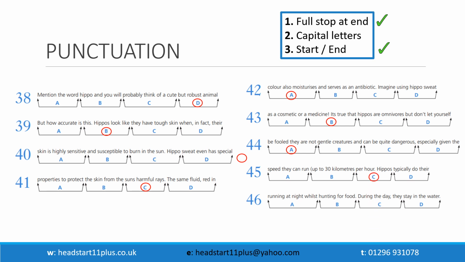45, we are missing our brackets. So this is another start and end one. We have brackets at the start where it says up to 30 kilometers per hour, but then the brackets don't end. And we can see if we read the rest of the text, they don't have brackets at the end either, and it should stop before we start our new sentence. And then finally 46, no punctuation errors at all.